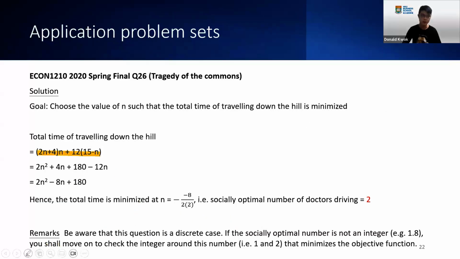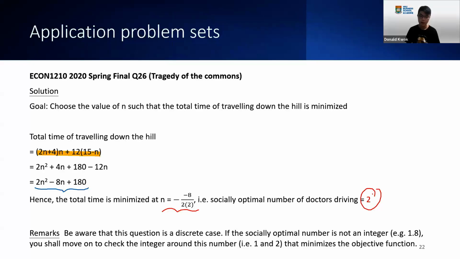After some simplification, you are able to obtain the total time of traveling down the hill to be this thing. And for this polynomial, the coefficient in front of n squared is positive, right? So it should have a minimum point. It should occur at negative b over 2a again. So we will have the minimum point of this quadratic function at this number, equivalent to 2. This means that when n equals 2, the total time of traveling down the hill for all 15 doctors is minimized.